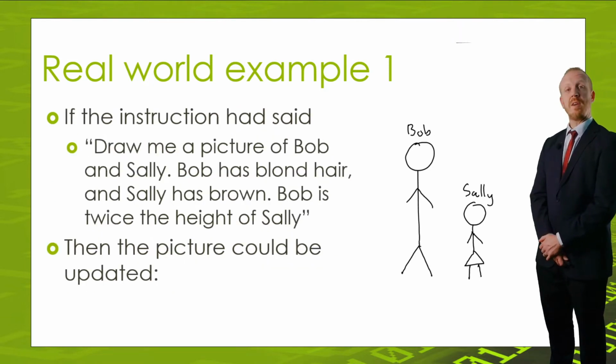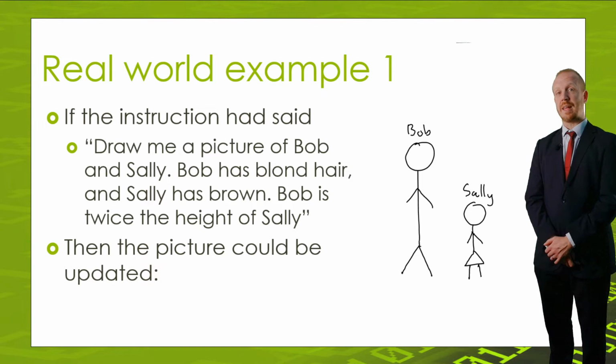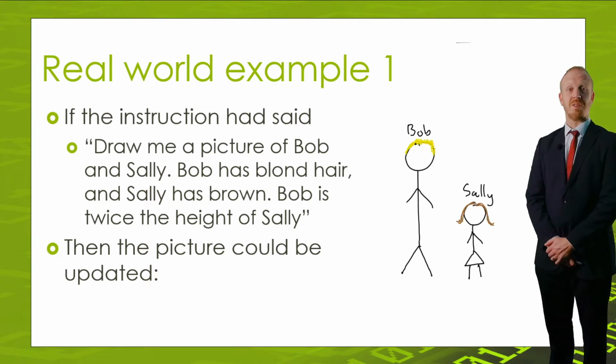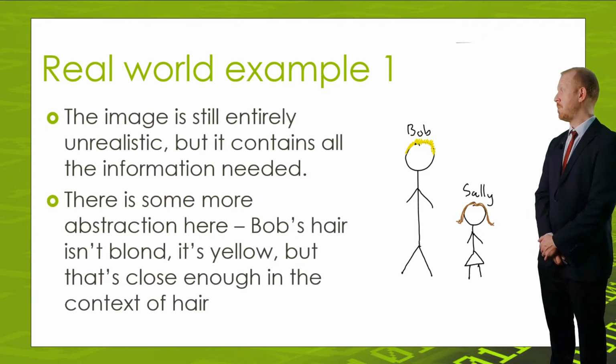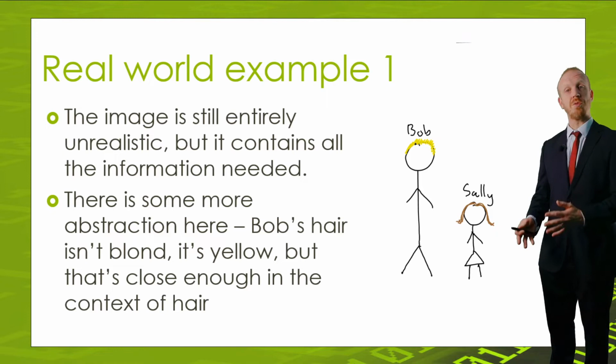We might take it a bit further. We might say instead, draw me a picture of Bob and Sally. Bob has blonde hair and Sally has brown. Bob is twice the height of Sally. Well, we could just add something like this. Again, not an accurate representation, but it's enough there that we can get the information in the problem across.